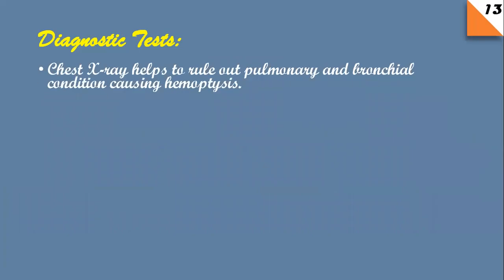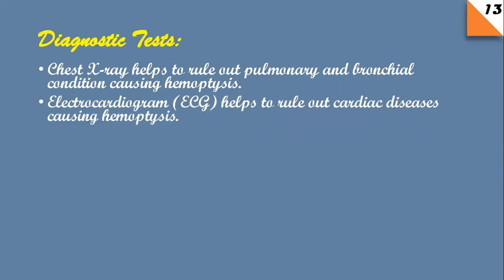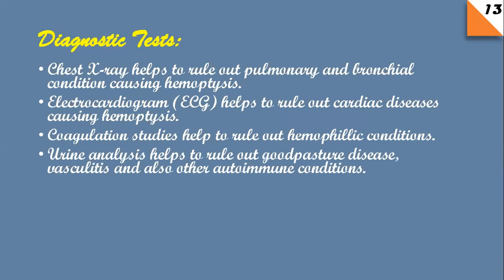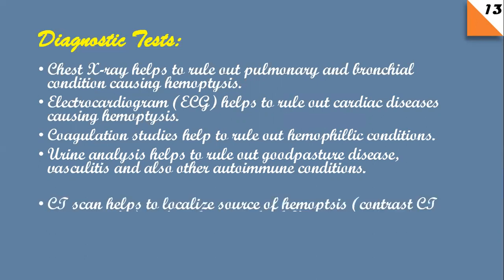After that, the chest x-ray. As we have already mentioned, in cases of hemoptysis, a chest x-ray is a must. So why is that? Because it helps us to rule out the pulmonary and bronchial conditions causing hemoptysis. And the next thing is that for ruling out cardiac causes, we need an electrocardiogram. And coagulation studies will help us rule out hemophilic conditions. Urinalysis will help us to rule out certain diseases such as Goodpasture disease, vasculitis, or other autoimmune conditions.